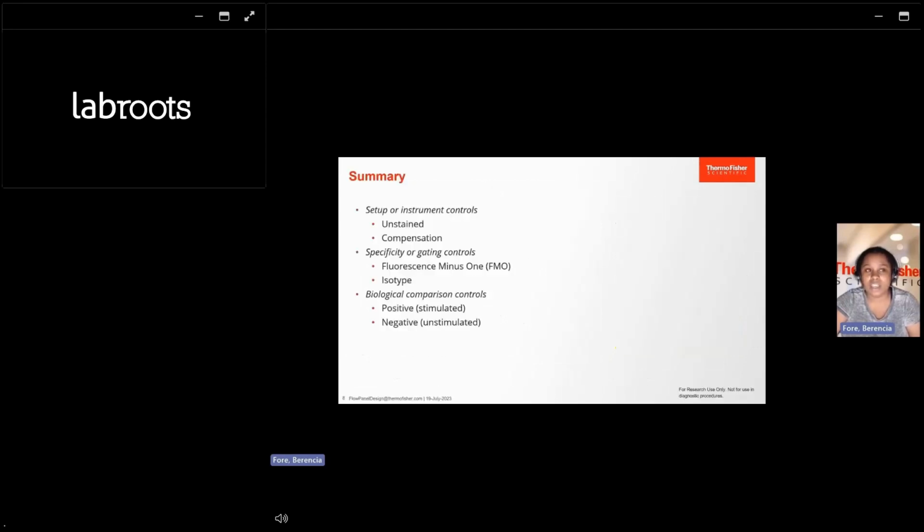So in summary, if you want to think about a control related to the setup of your flow cytometry experiment, your instrument, you want to think about your unstained control and your compensation control. For specificity or gating, you want to consider the fluorescence minus one or the isotype control. For biological comparison controls, you can go with a positive stimulated control or a negative unstimulated control.